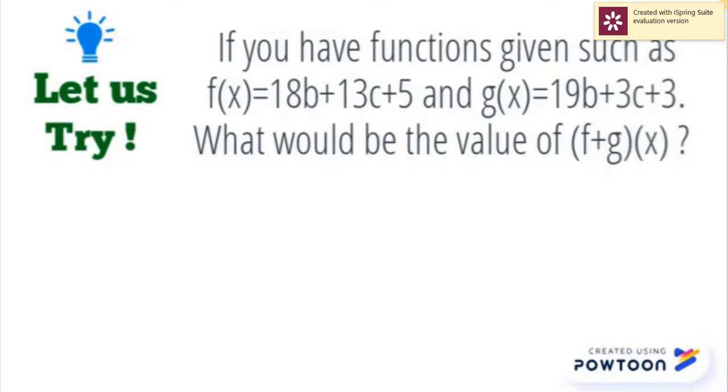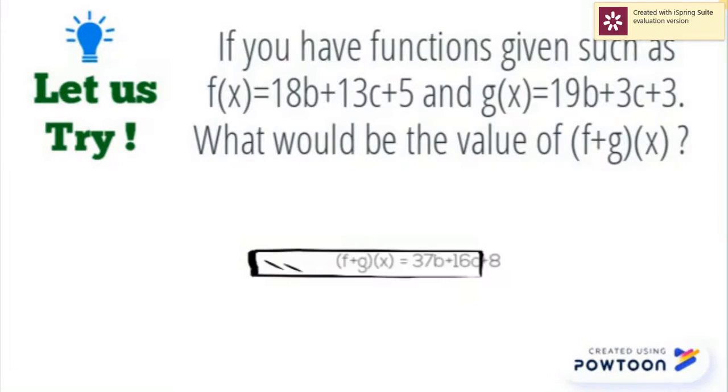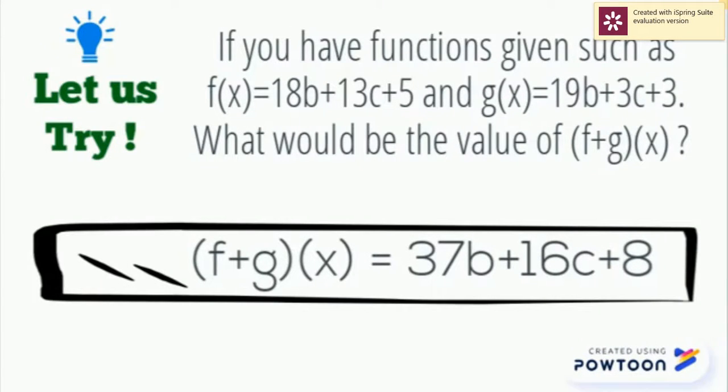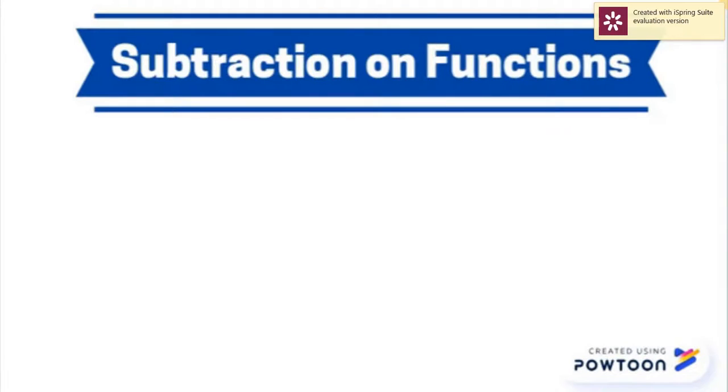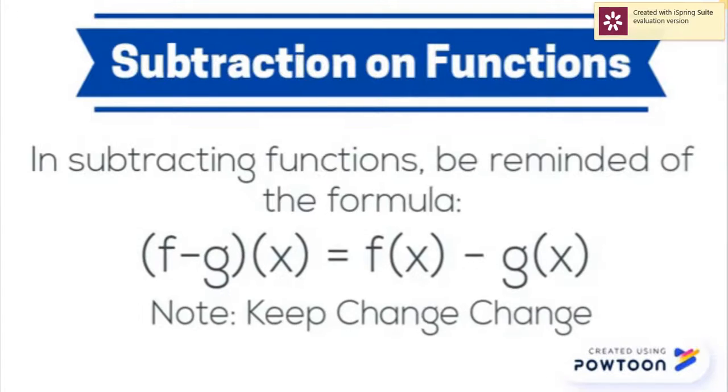Your answer must be f plus g of x is equal to 37b plus 16c plus 8. In this equation, we're going to subtract functions. Always remember the general formula will be f minus g equals f of x minus g of x.